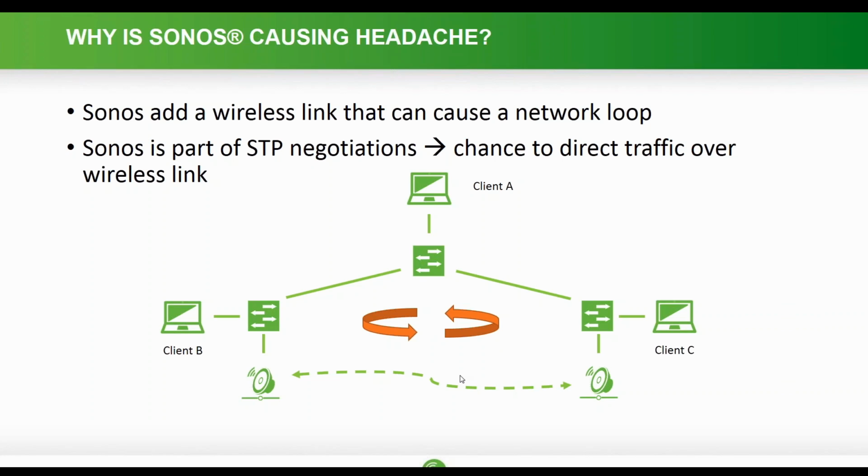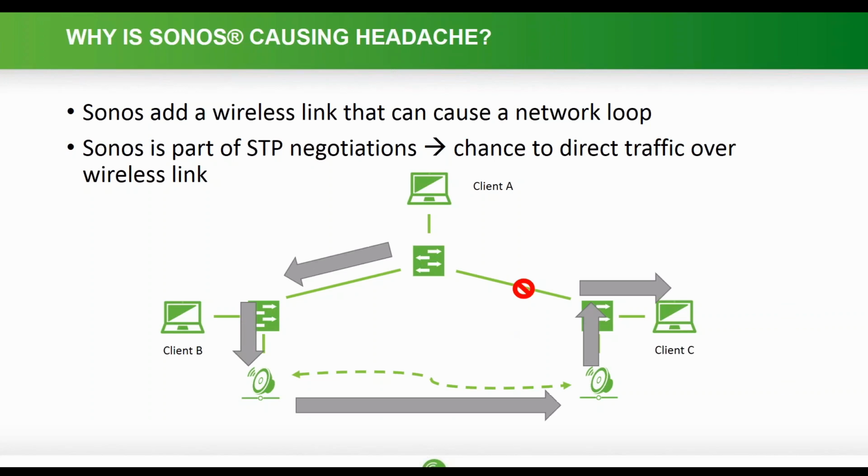But that's not the case. Sometimes, let's assume that the same negotiation happened, the same root bridges were elected and the same port blocking happened. Then you end up with a scenario where, if I want to send traffic from client A to client C, I have to go over the wireless link between two Sonos devices in order to get to client C, and that's client A and client B. That wireless link is on 2.4 gigahertz.